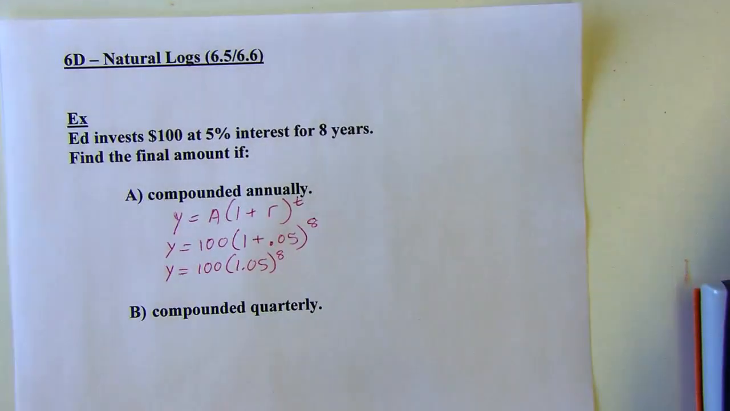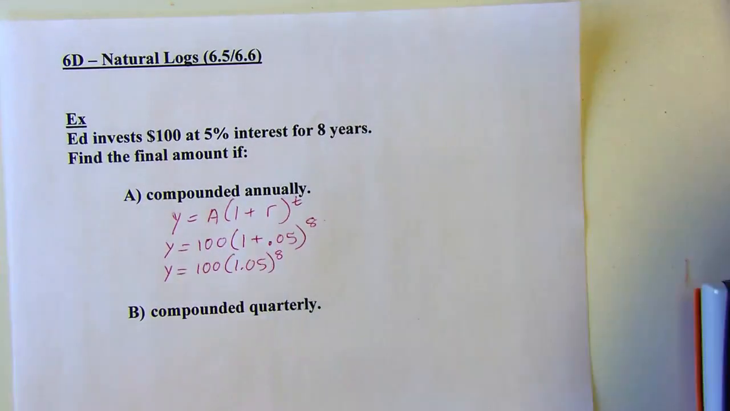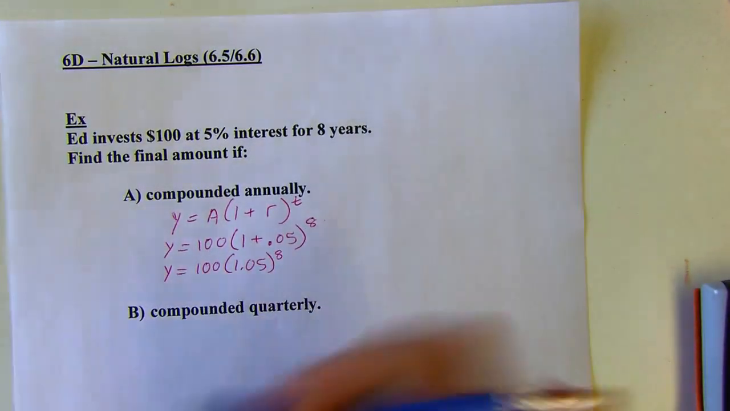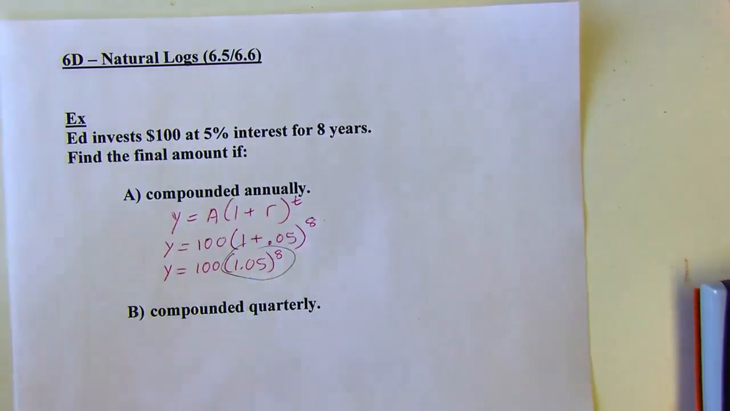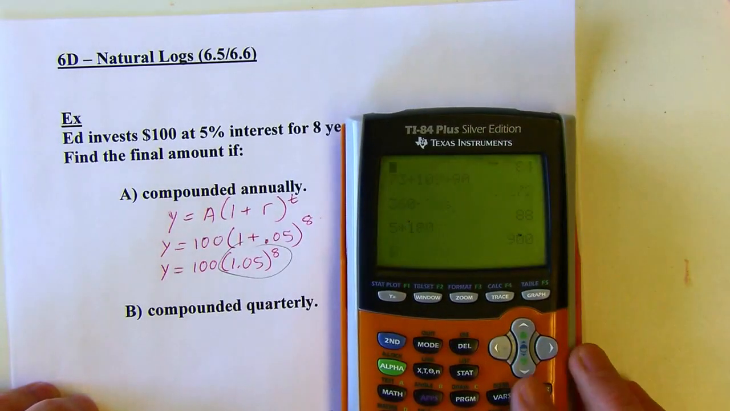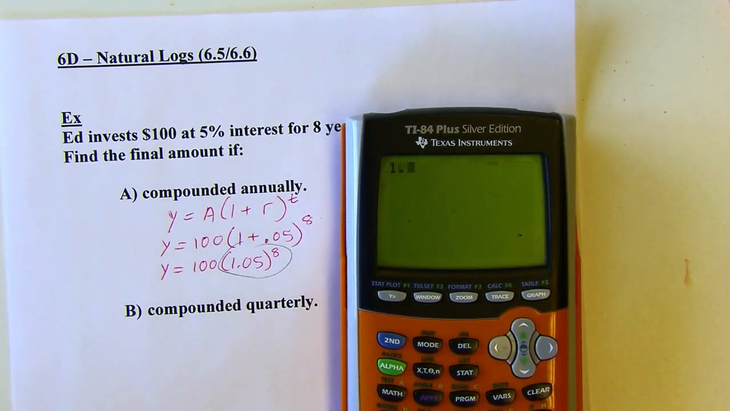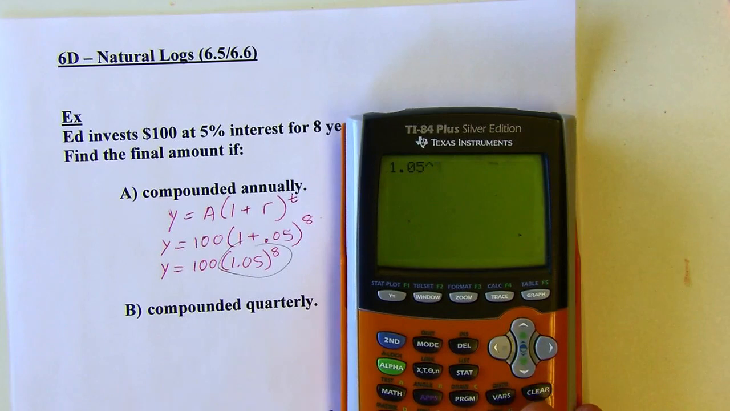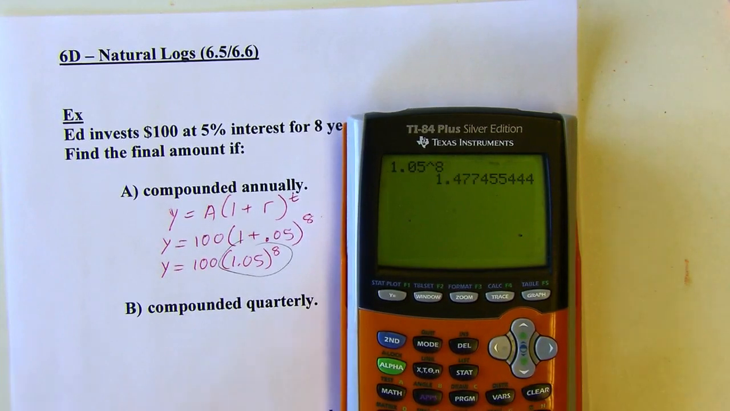Got to do the exponent first because we got to follow PEMDAS here, right? So doing this part first, and I'm going to use a calculator for that. So let's see, 1.05 to the 8th, and then multiply that by 100. And since we're talking about money, I'm going to go to the nearest cent, so I'm going to call that $147.75.